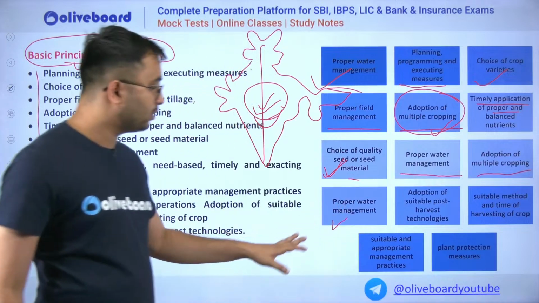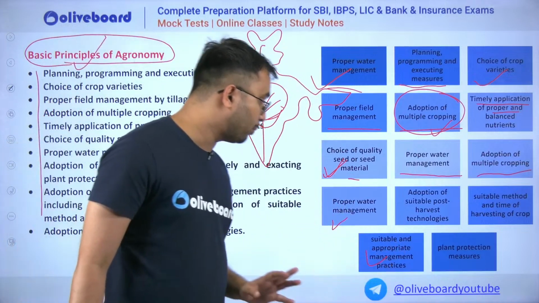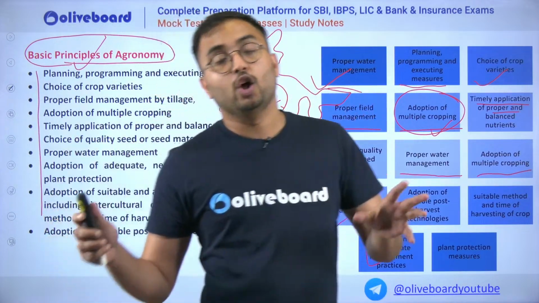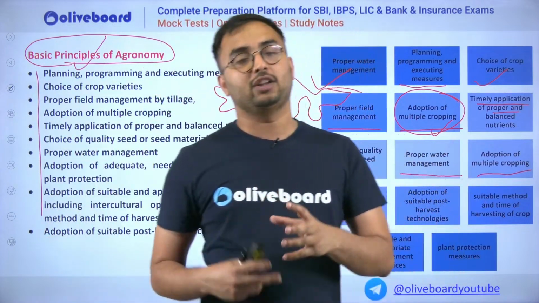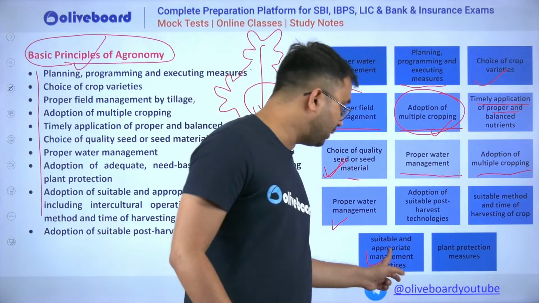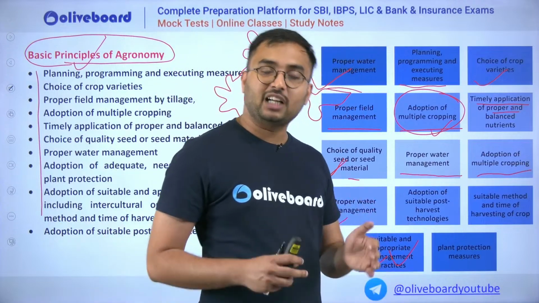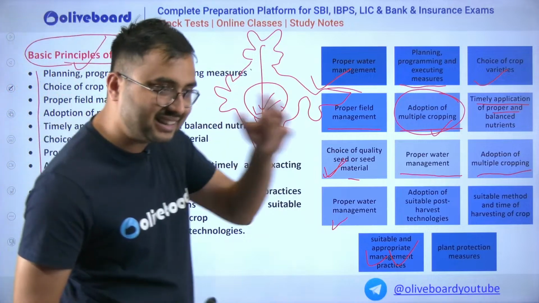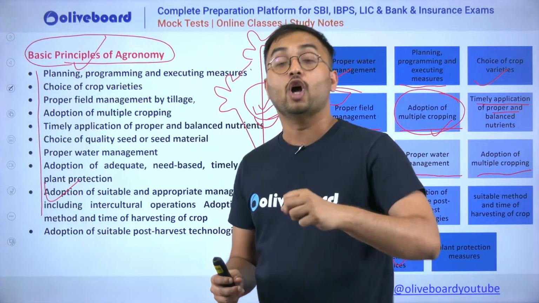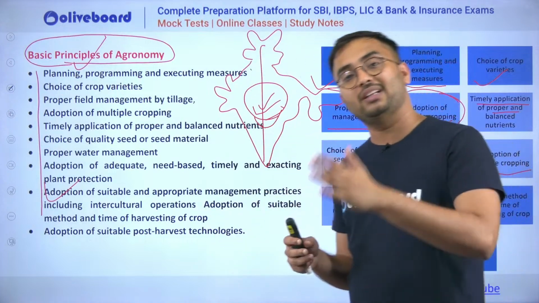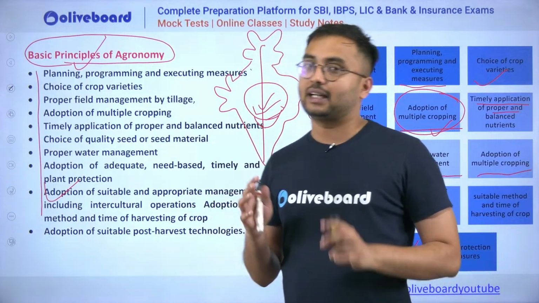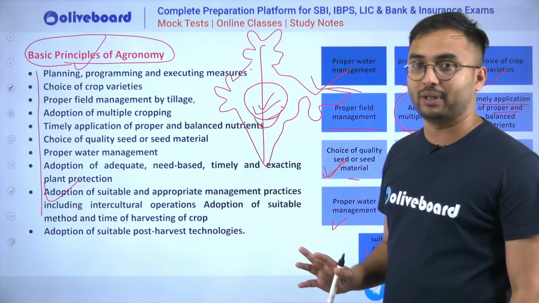Then comes suitable or appropriate management practices. Again, as multiple things are there to consider when you are doing the agricultural practices, management practices are very, very important. Plant protection measures are also very important. Plant protection measures are nothing but preventing plants from insect attack or diseases and making sure that their growth is in a healthy way. That is what the overall target of agronomy is.